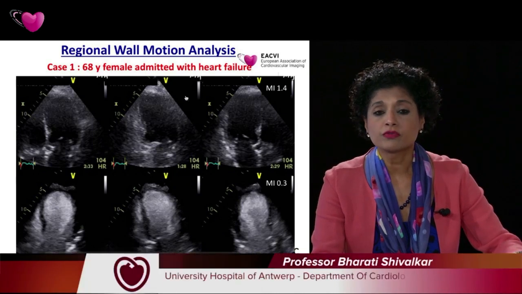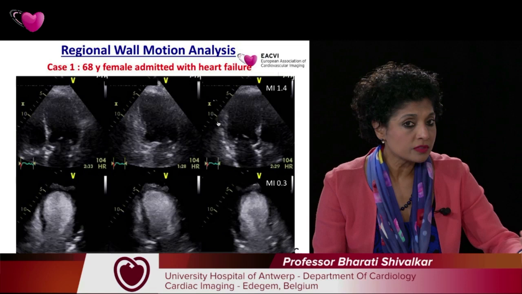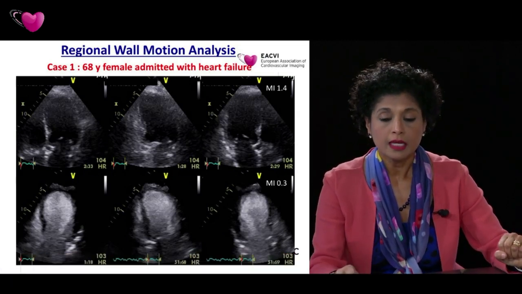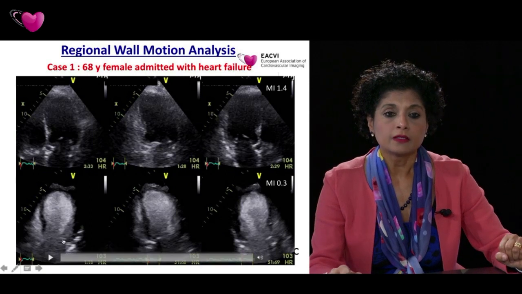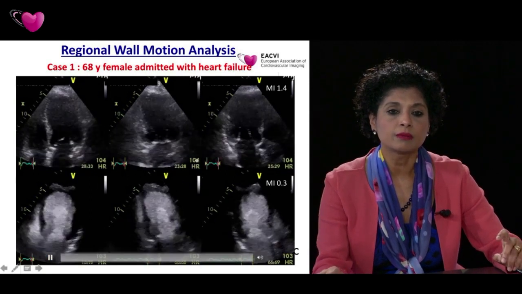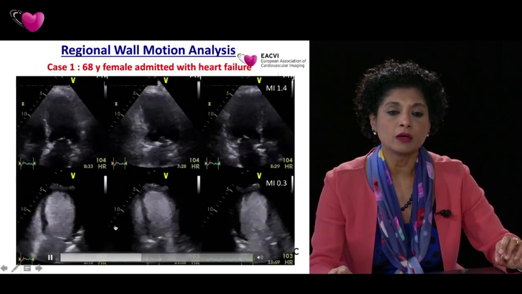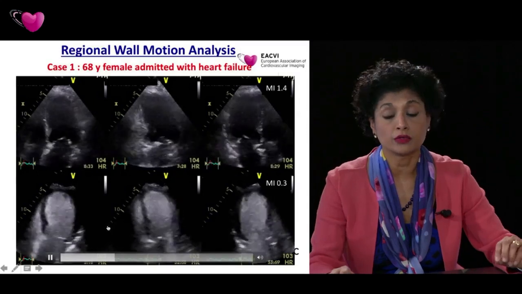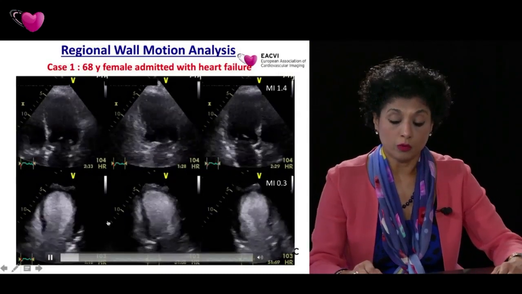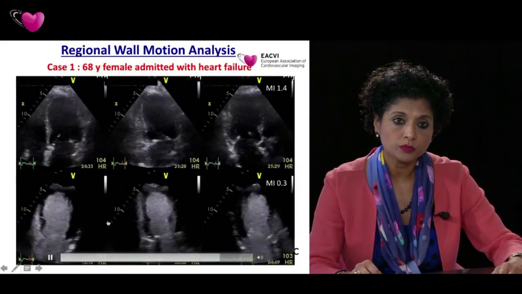A 68-year-old female with signs and symptoms of heart failure. It's important here, obviously, to assess not only the regional wall motion, but also the global function. In the non-enhanced images, there were several segments which were not detectable very well, but in the contrast-enhanced images, very clearly you see all the regions, and you can also reliably quantify the volumes and also the ejection fraction.